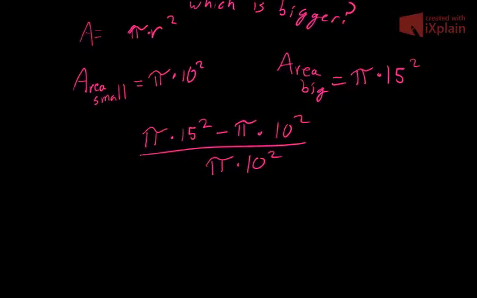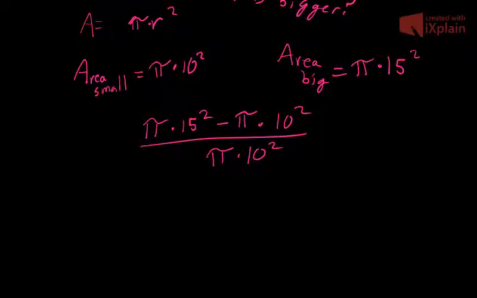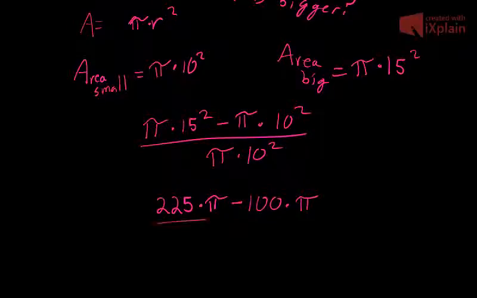So let's solve some of this. 15 squared is going to give me, let's see, 15 times 10 is 150, plus 75 is 225 times pi. I'm just going to leave it as times pi. You'll see why in a second. Minus 10 squared is 100 times pi, divided by 100 pi.